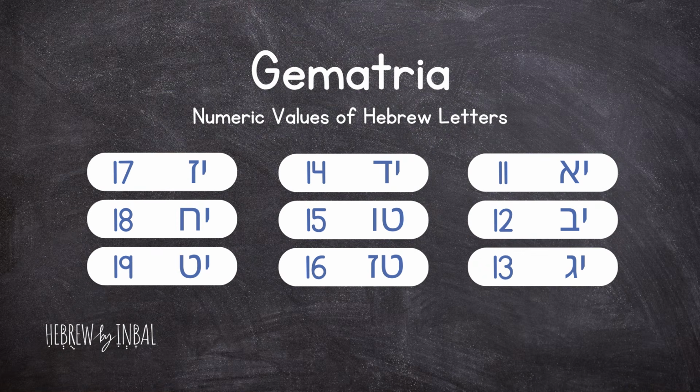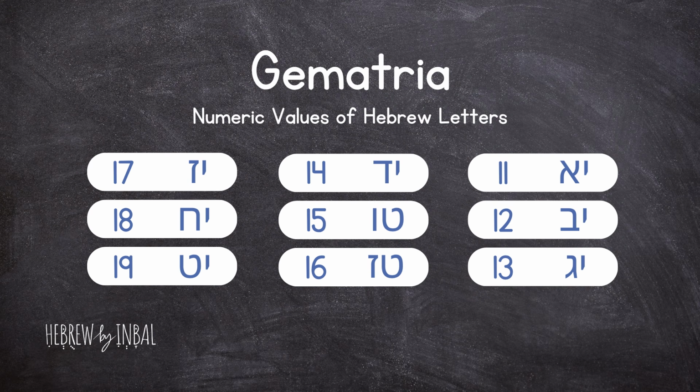But we have a twist somewhere between 10 and 20, and it happens with numbers 15 and 16. Because 15 is a combination of Yod and He, and 16 is a combination of Yod and Vav, spelling the name of God or part of it, we do not use these combinations for 15 and 16. We do not use Yod He or Yod Vav. Instead, for 15, we use Tet Vav, and for 16, we use Tet Zayin. Then 17 goes back to normal. It is Yod Zayin, because Yod is 10 and Zayin is 7.